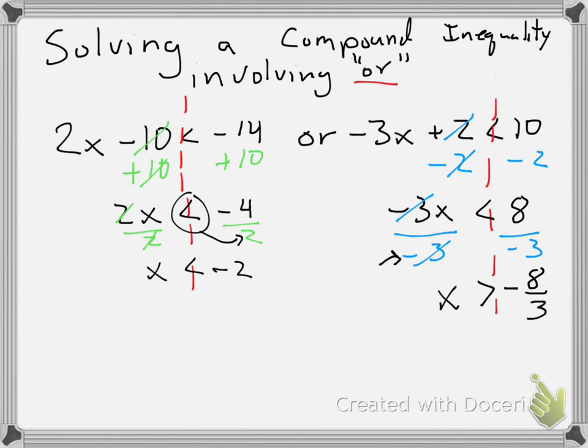So our OR inequality now would be x is less than negative 2, or x is greater than negative 8 divided by 3.